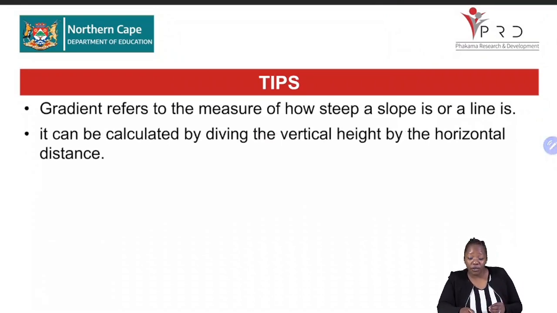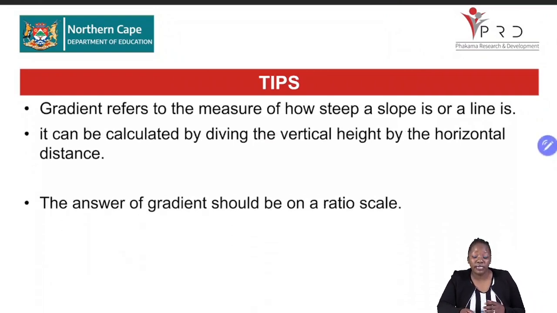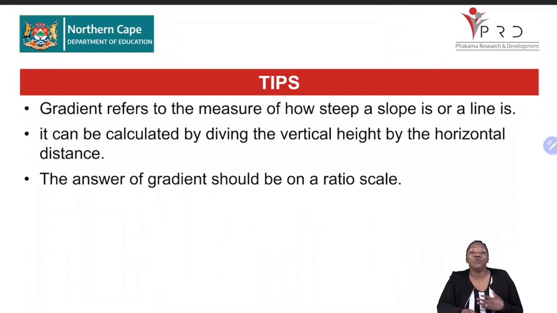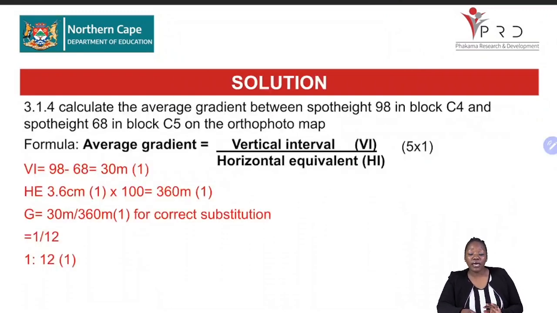So I've already given you that the vertical height, which is your vertical interval, is the difference in height, and also the horizontal distance, which is your horizontal equivalent. It's whereby you are looking for the distance. And then also you need to understand that the gradient answer should be left in a ratio scale. Then looking at our solution, taken from our formula, which is vertical interval.